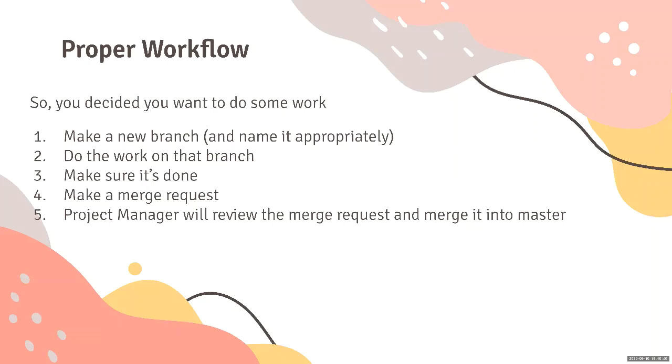So the proper workflow in Git is you start, you pull from GitLab, make sure you have the most up-to-date stuff. Then you make a new branch and name it appropriately, like I'm gonna add this new graph or something like that. You make the work on that branch, you make that new graph, you make sure it's done, you make a merge request back into master saying like, hey, I made this new graph, please let me merge back in. And then your project manager will review the merge request and merge it into master.